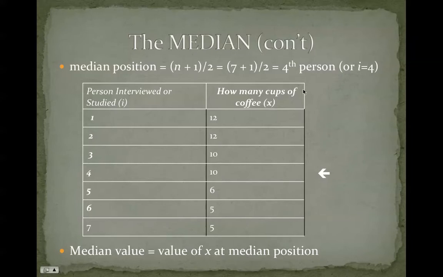So my 4th individual is the 4th person. I'm sorry, the 4th position for the median, and the median value is equal to the value of x at that median position. Once again, that would be 10 cups of coffee.